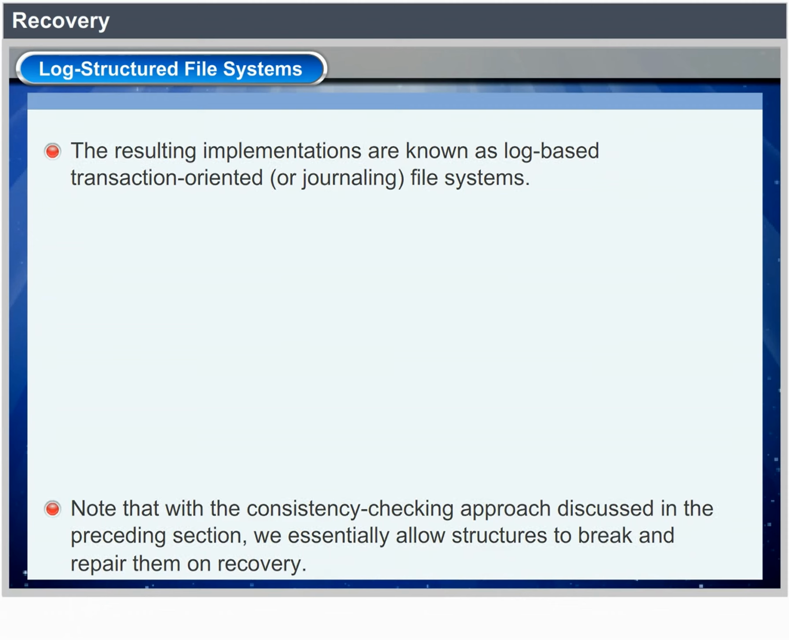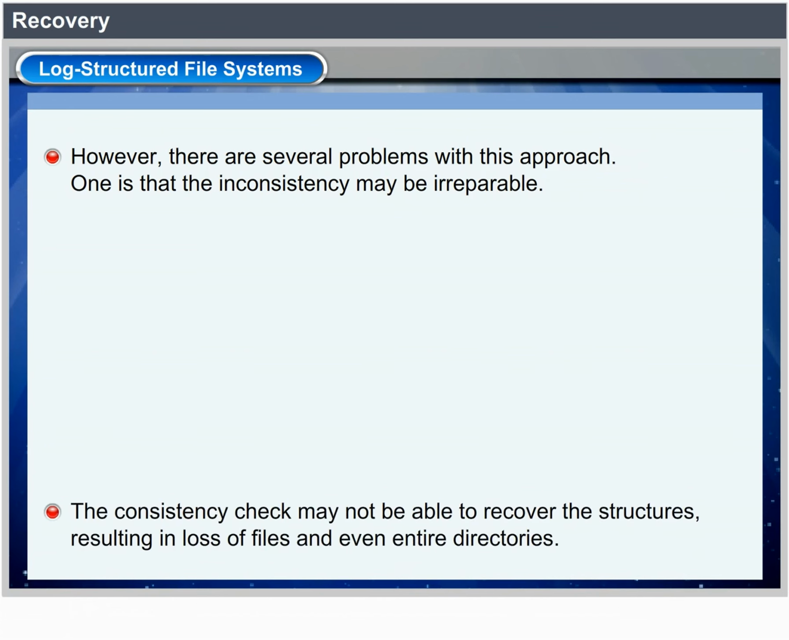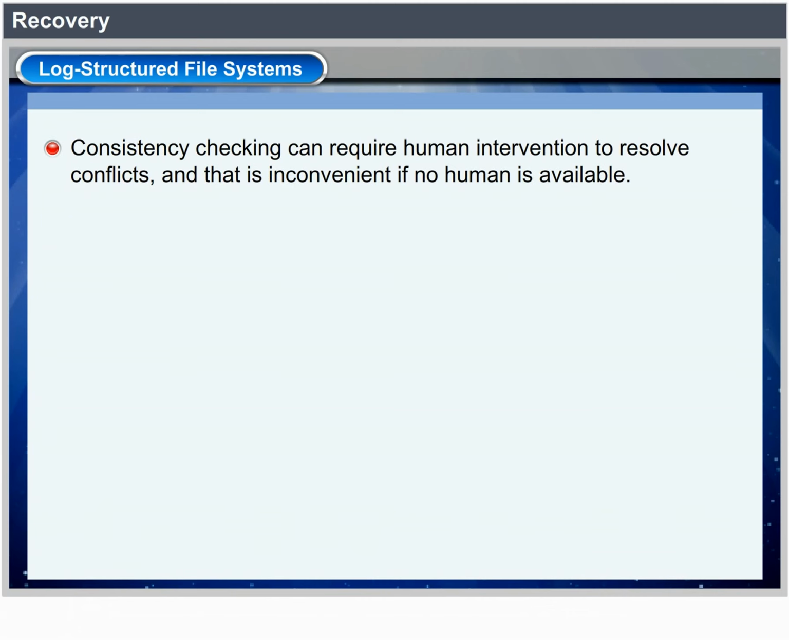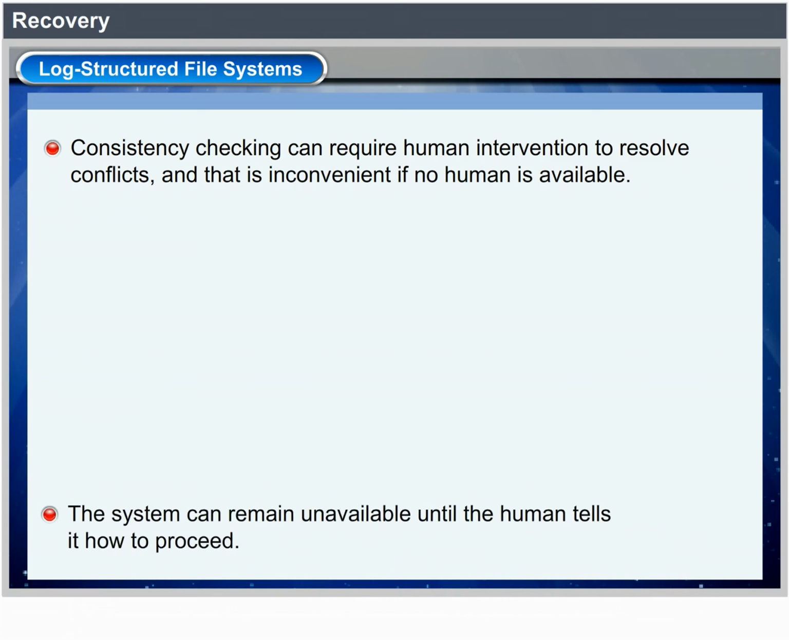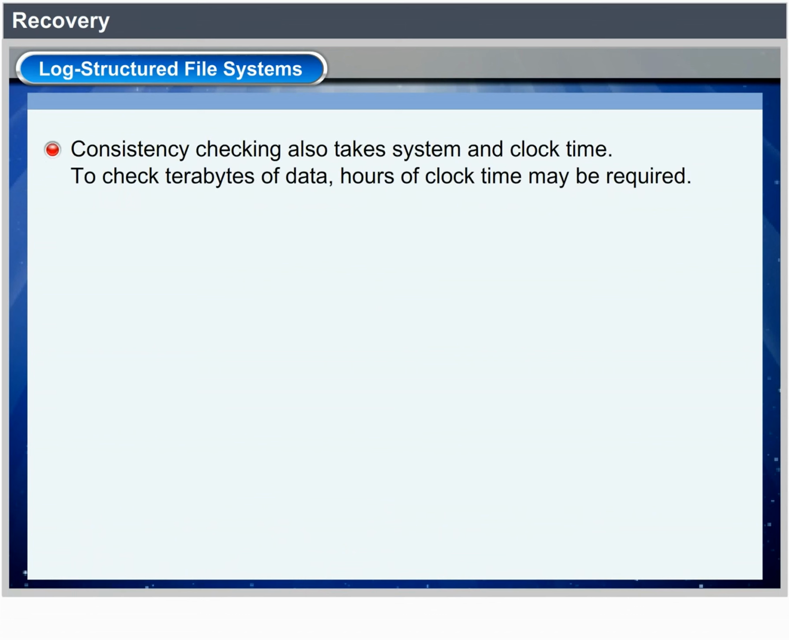One is that the inconsistency may be irreparable. The consistency check may not be able to recover the structures, resulting in loss of files and even entire directories. Consistency checking can require human intervention to resolve conflicts, and that is inconvenient if no human is available. The system can remain unavailable until the human tells it how to proceed. Consistency checking also takes system and clock time. To check terabytes of data, hours of clock time may be required.